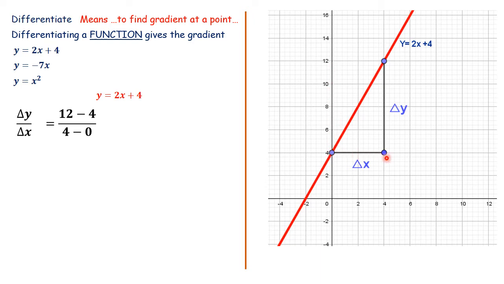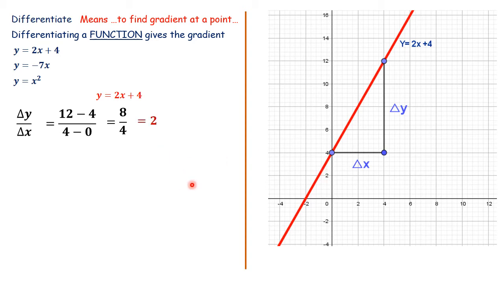Similarly, the displacement along the x-axis would be: we get the x value here and the x value here, and subtract this minus this value here, and we get the change in x. All right? And therefore, the answer is 12 minus 4 over 4 minus 0. The answer is 8 over 4, which is 2.